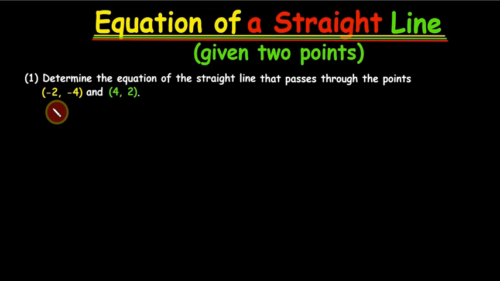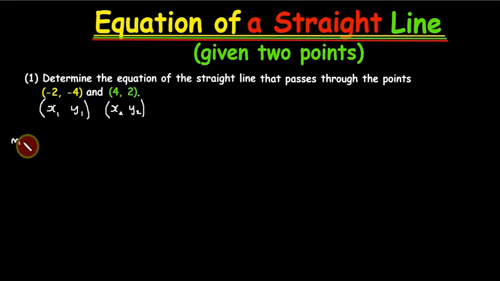So this is the first set of points. The first point rather. So this would be x1. This will be x2, y2. So now that we have this information, let us find our gradient.